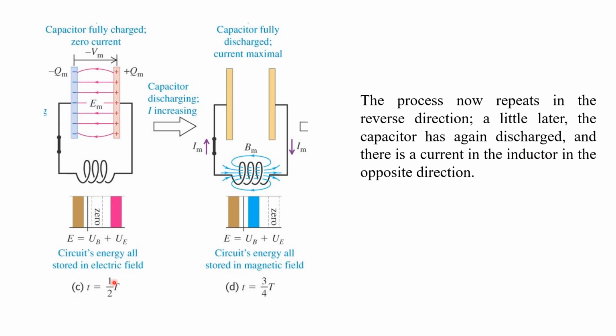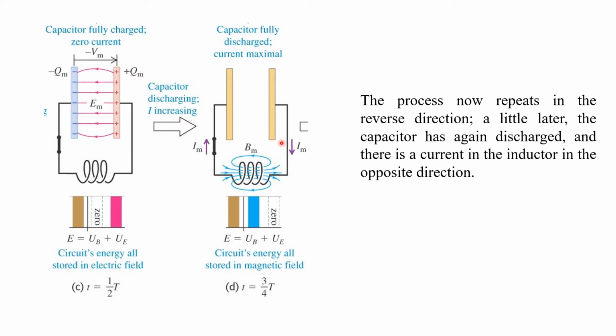So we have this one here, the last image in our previous analysis. What happens here is that since this capacitor is again fully charged and you're still connected with your inductor, your capacitor will now again begin to discharge in the opposite direction. So it will now discharge with the direction of your current here. The process now repeats in the reverse direction.